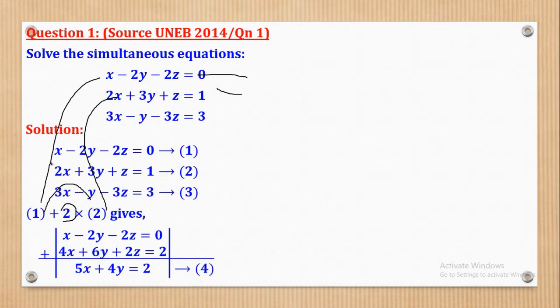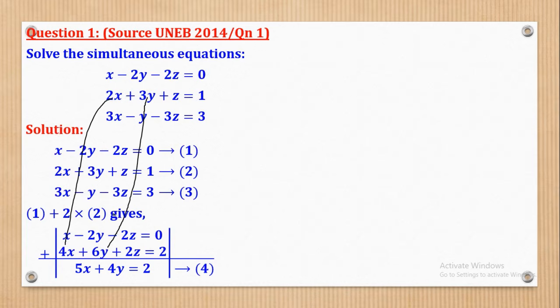So equation 1 is this one, and equation 2 multiplied by 2 throughout gives you this. You realize that 2x times 2 is 4x, 3y times 2 is 6y, z times 2 is 2z, 1 times 2 is 2. Now when I add these 2, x plus 4x gives you 5x, negative 2y plus 6y gives you 4y, negative 2z plus 2z gives you 0, so the z is eliminated. That is what they mean by elimination. Then 0 plus 2 gives you 2. So we shall call this one equation 4.